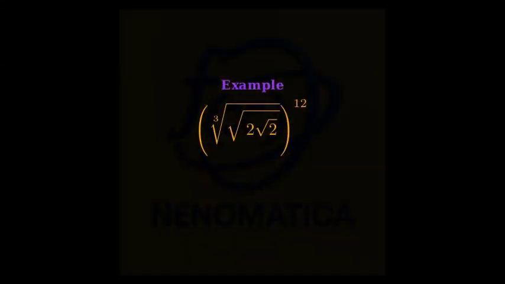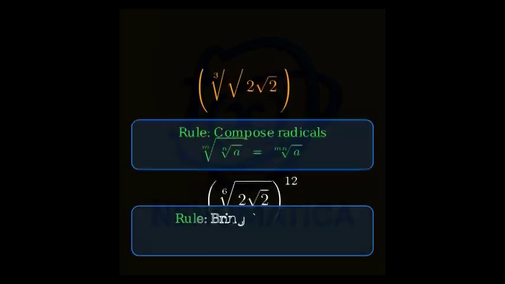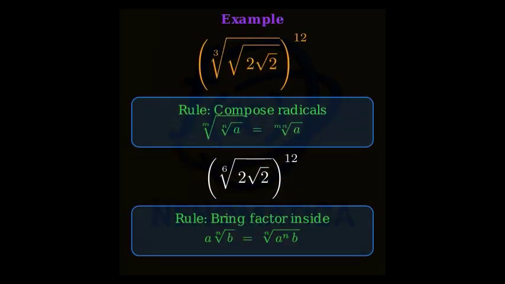Our target expression is the cube root of the square root of 2 times square root of 2, all raised to the 12th power. Step 1. Compose the outer cube root with the inner square root. Multiply the indices 3 times 2 to get a 6th root. Now apply the rule. Step 2. Move the leading factor 2 into the 6th root. A factor outside an nth root can be moved inside by raising it to the power n.